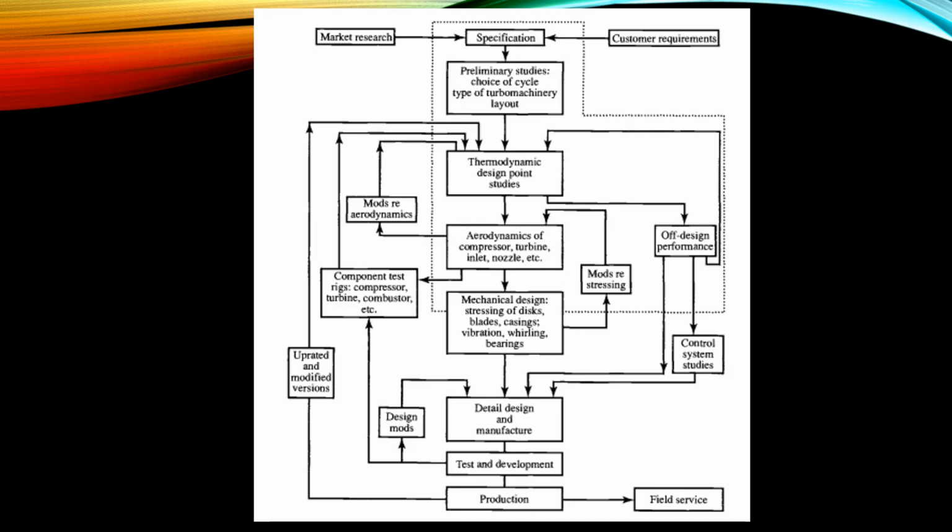First of all, we have to take a look at this figure from the book Elements of Propulsion from Mattingly, which shows the typical design procedure for aircraft gas turbine engines, which in general terms include turboprop, turbojet, turboshaft, and turbofan engines. This schematic diagram shows us the relationship between thermodynamic, aerodynamic, mechanical, and control system design.